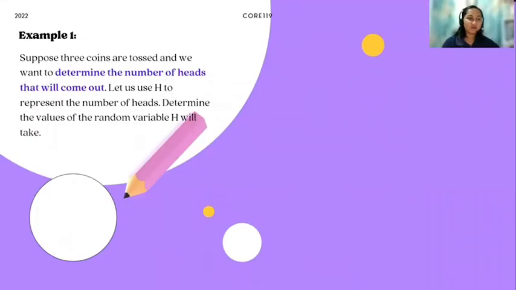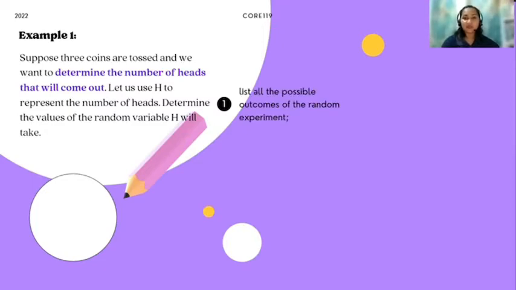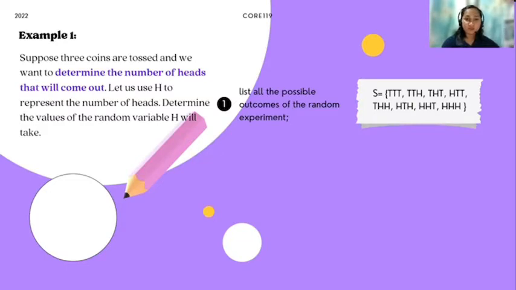For our example number 1, suppose 3 coins are tossed. We want to determine the number of heads that will come out. So let us use H to represent the number of heads and determine the values the random variable H will take. For our solution, following the steps presented a while ago, we need to list all the possible outcomes of the random experiment. So the sample space will be S equal to the sample points given here. We have tail, tail, tail, meaning all 3 tails, tail, tail, head, and all heads.